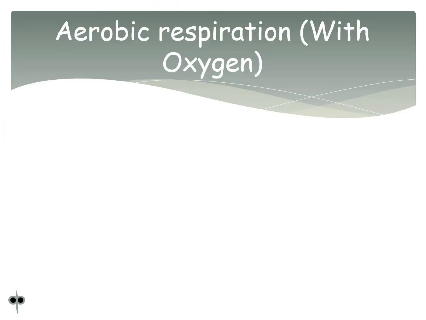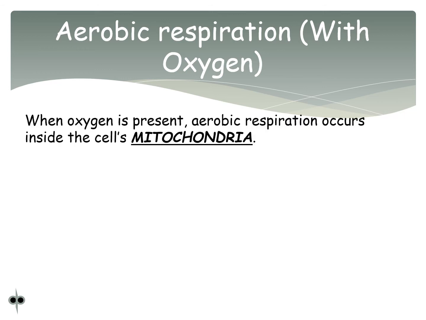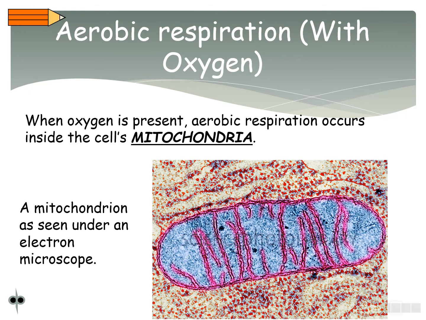So aerobic respiration is a process that happens when pyruvate has oxygen. When oxygen is present, aerobic respiration occurs inside the cell's mitochondria. Only when oxygen is present will the mitochondria let pyruvate in. If oxygen is not present, pyruvate does not get to go in. It's not good enough on its own. So this is a mitochondria seen under an electron microscope. We've already had a look at the mitochondria, and that is why it is the site of aerobic respiration, which we learned in the first video.